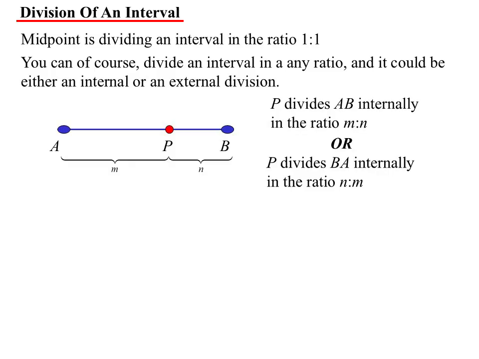If I say AB, it's the ratio m to n, but if I said BA, it's the ratio n to m. And what about external division?